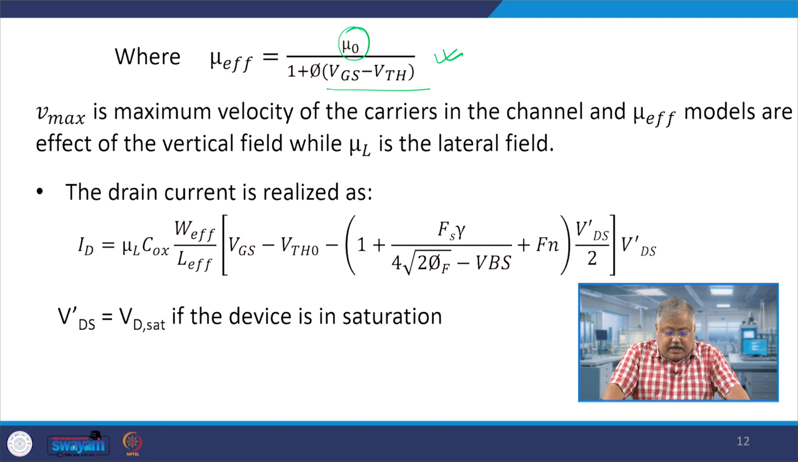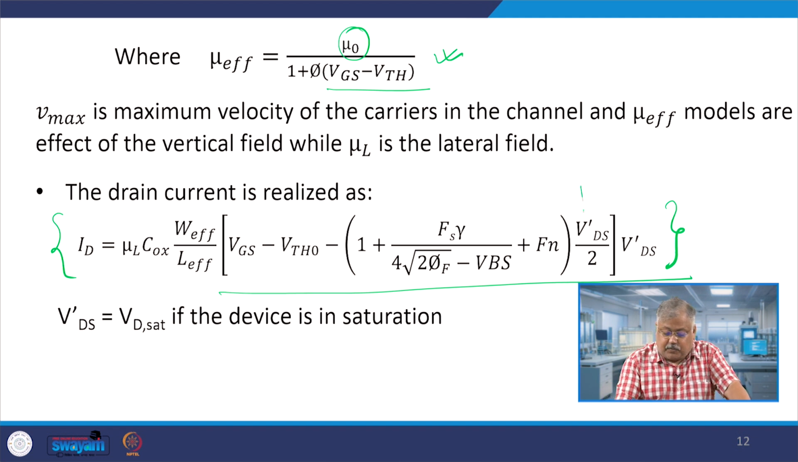Now, the drain current for level 3 is given by this expression, and it equals mu times Cox into W effective by L effective, multiplied by this whole quantity here. And what we do is just plug in the value of VD sat here whenever we want to convert from a linear region to a saturated region.